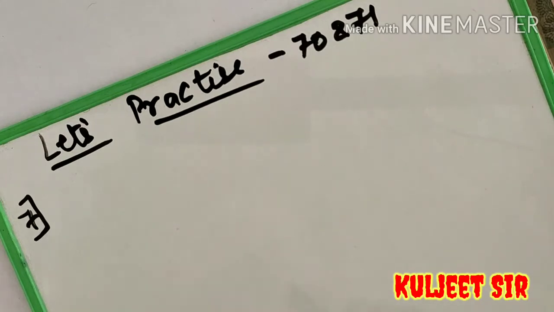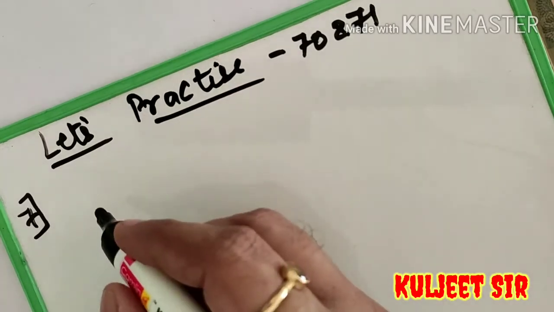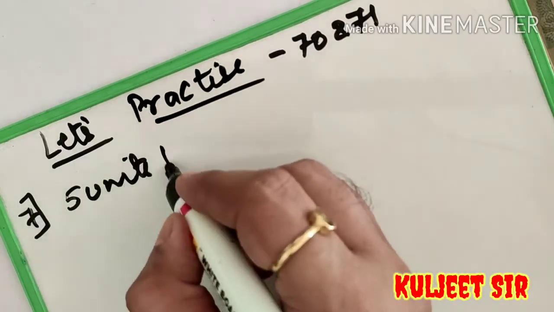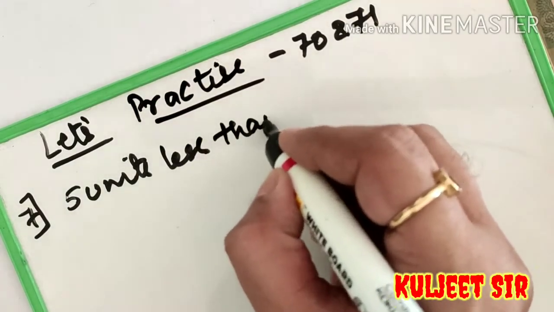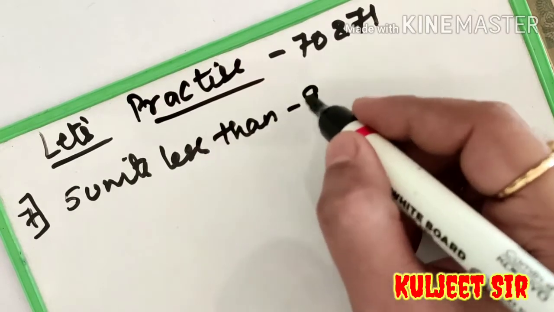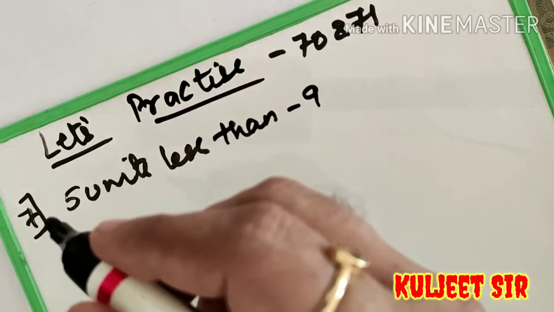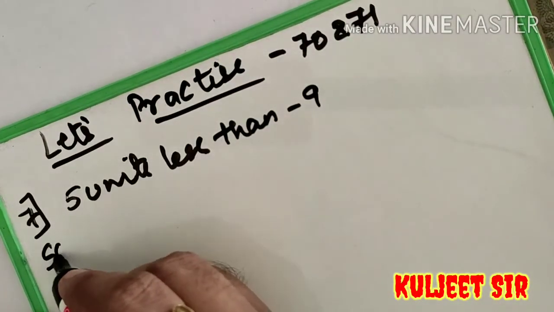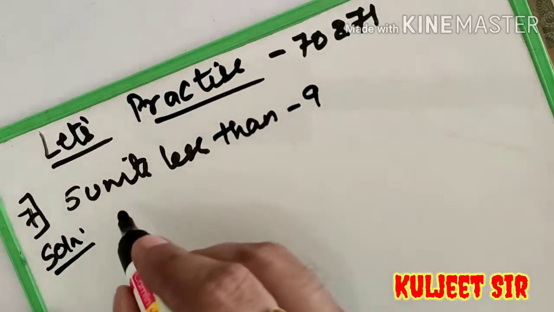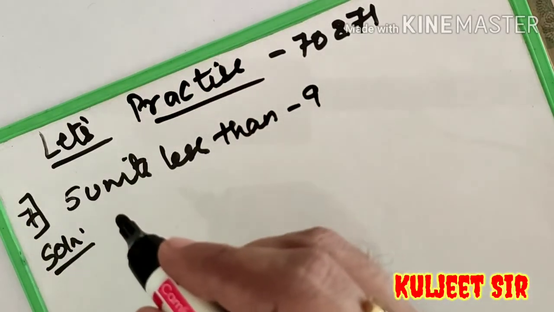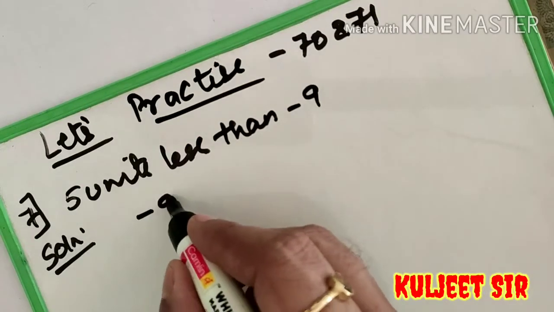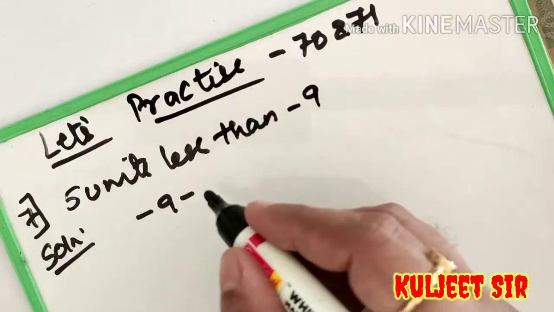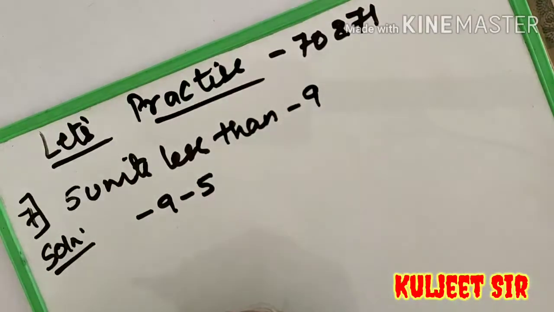First we'll solve, say, B. Question B. 5 units less than minus 9. When we say 5 units less than minus 9, it means we have to subtract 5 from minus 9. So we are on minus 9. 5 units less than. Here the number is 5, but because it is less than, we have to go towards the left and write 5 over here.